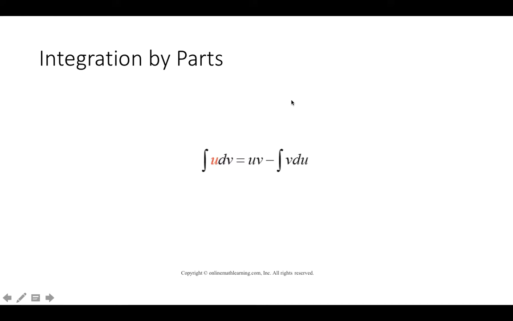I've been going over how to integrate by parts. Integration by parts relies on this formula. It goes as such: the integral of u dv will give you uv minus the integral of v du. What does this mean? I think it's better if I show you in an example.